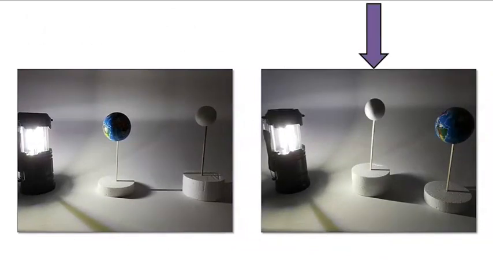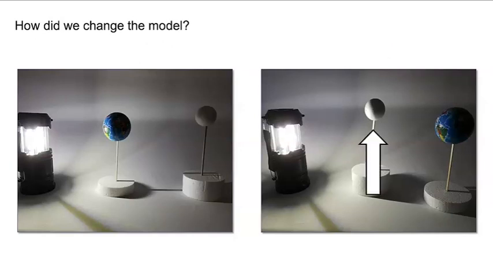Look at this model of the Earth, Sun, Moon system. How do we change the model? The moon is now between the sun and Earth. Now the moon can be seen in the sky from the daytime side of Earth.